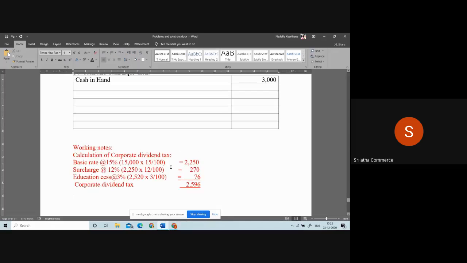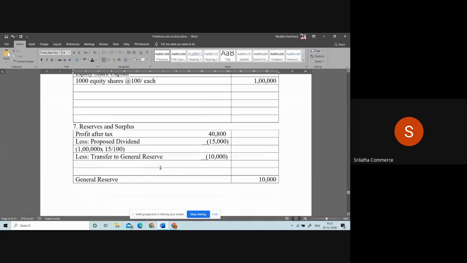So what are the adjustments we are supposed to do? One is deducted from the profit after tax. So less CDT. How much are you getting? 2,596 to be deducted. Now tell me, profit after tax after deducting all these amounts, how much are you getting? From 40,800 you have to deduct 15,000, deduct 10,000, deduct 2,596. So 13,204. Correct, it is okay.